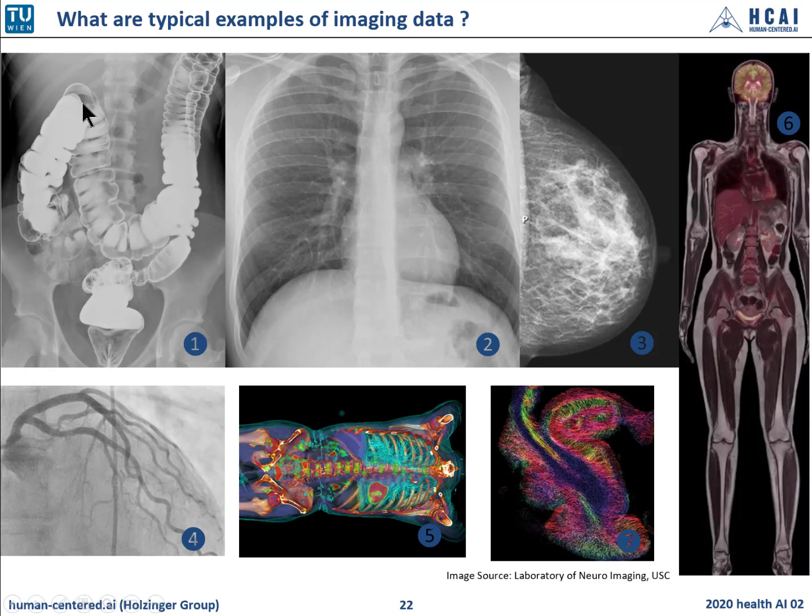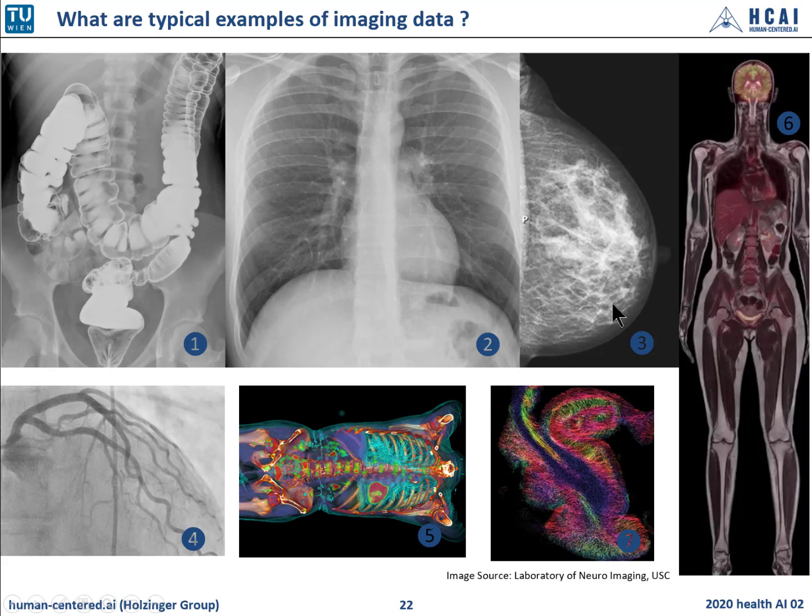And contrast agents are used to make organs in the body visible on the images, otherwise you wouldn't see that. They can be given by injection into the blood system or via tubes into internal organs. Yeah, and here on number 2, a typical X-ray radiograph of the chest, in which the regions of bone appear white, for example. You see that.